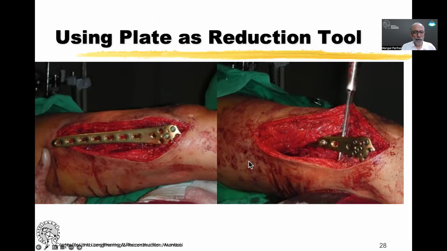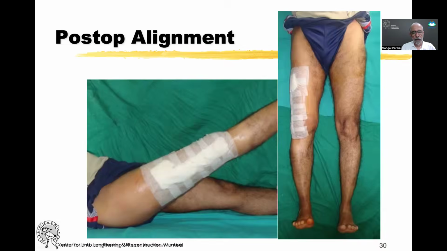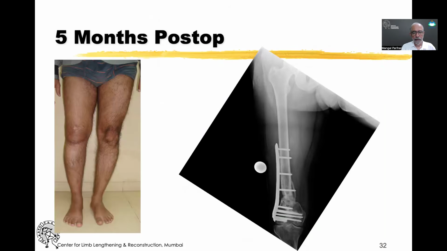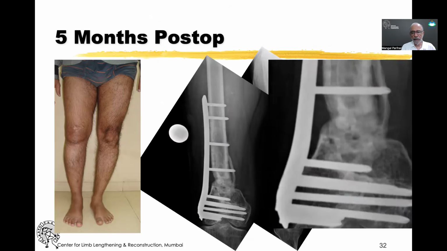So here we use the plate itself as a reduction tool. On the left side picture, you see that we've only fixed the distal fragment. After fixing the distal fragment, the plate is standing away from the bone. And then we did the osteotomy and brought the plate to the bone. And with that, we are able to get a proper realignment of his limb. So that's his post-op X-ray. That's 5 months post-op, healed well on AP as well as lateral.